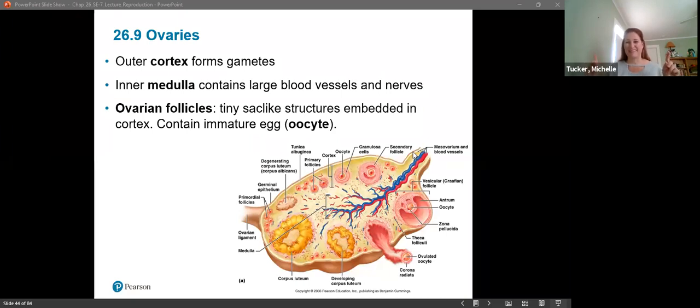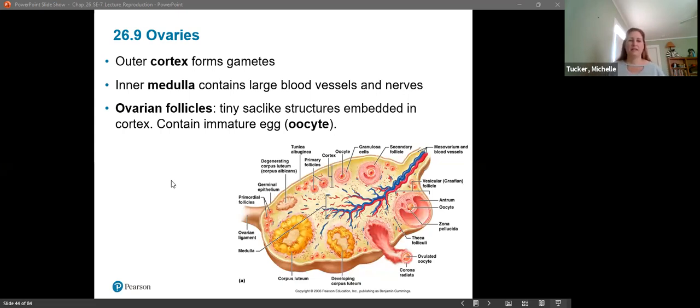While interesting, you're not going to need to know what the corresponding structures are, like what it would be in the male and what it would be in the female. It's a lot of memorization, but just know that a lot of the structures do have counterparts in both the male and the female system.